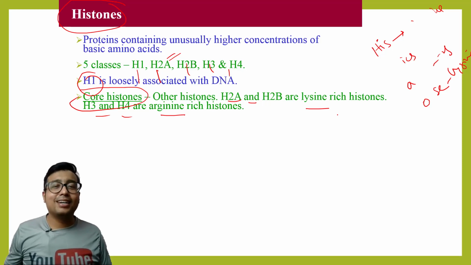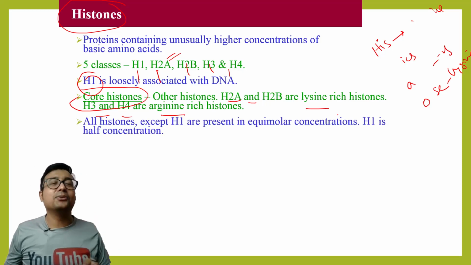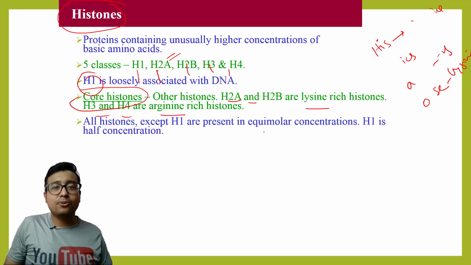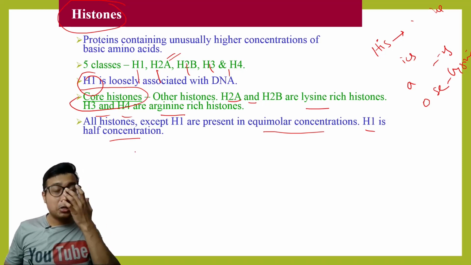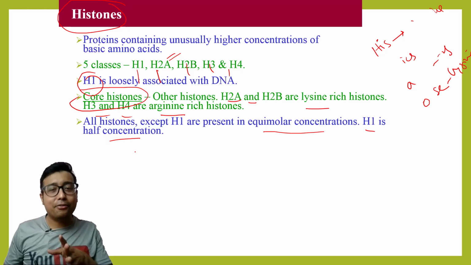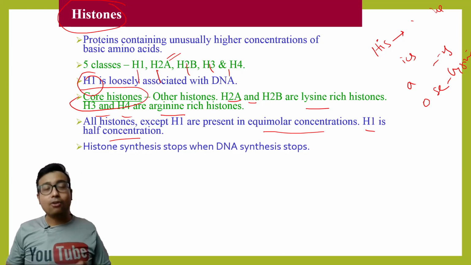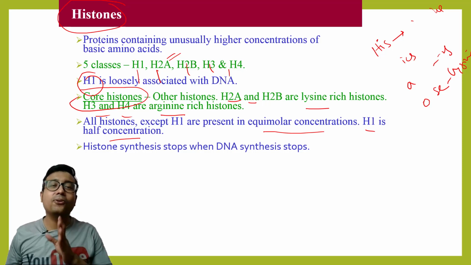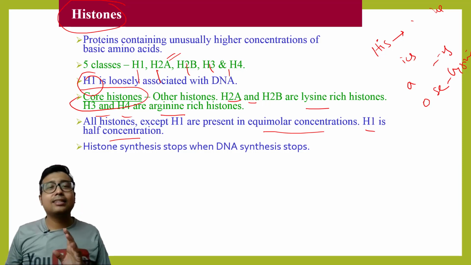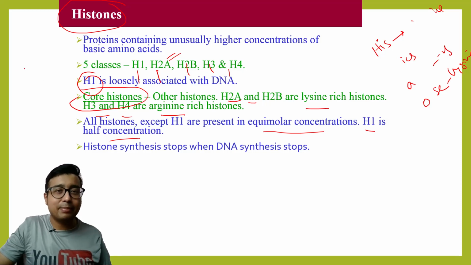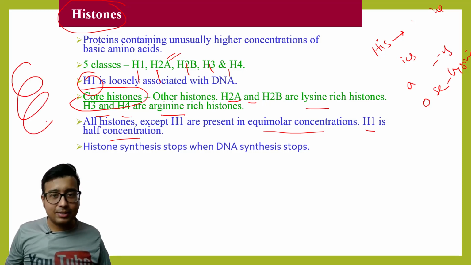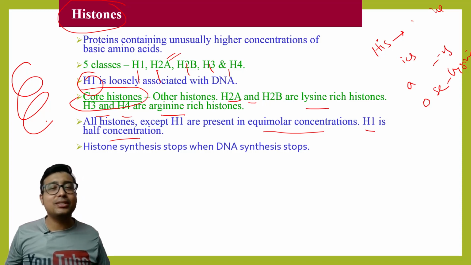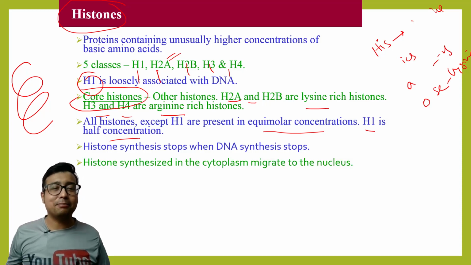Now all histones except H1 are present in equimolar concentration. H1 is present in half concentration, alright? So the amount of H1 present is half compared to H2A, H2B, H3 and H4. Now histone synthesis stops when DNA synthesis stops. When there is no need to synthesize new DNA, histones are also no longer needed, because histones help in coiling of the DNA. So if there is no need for DNA, there is no need for coiling. This you should remember.